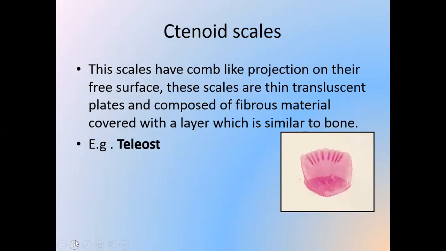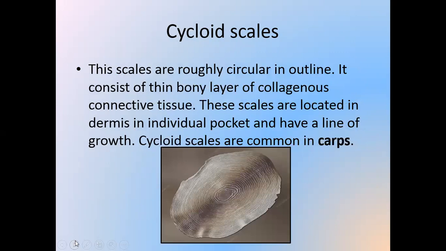Ctenoid scales. These scales have comb-like projections on their posterior surface. These scales are thin, translucent plates composed of fibrous material covered with a layer which is similar to bone. The example is Channa. Cycloid scales. These scales are roughly circular in outline. It consists of a thin, bony layer of collagenous connective tissues. These scales are located in the dermis in individual pockets and have lines of growth. Cycloid scales are common in carps.